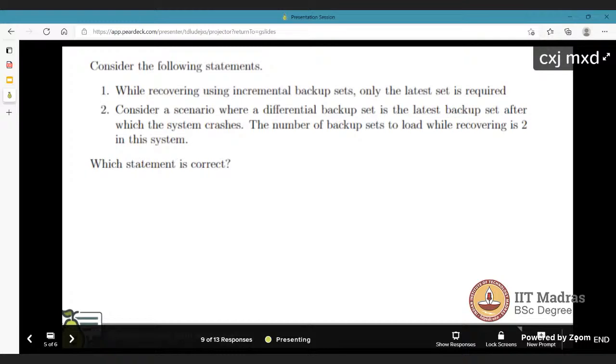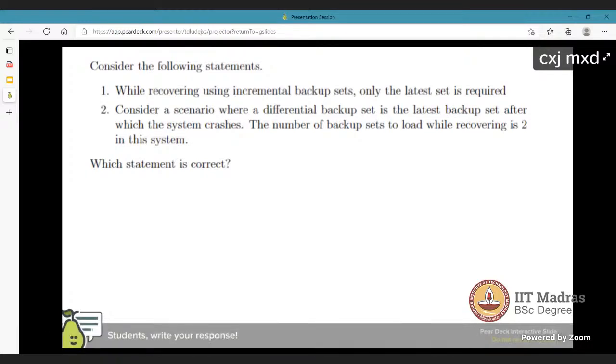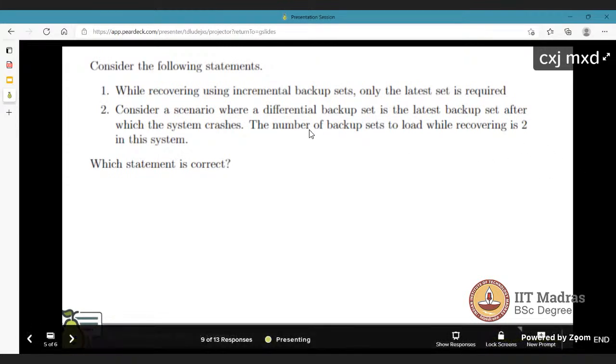So that can be any. Whatever we have backed up today, that is the latest set, right? Not the one that we have done yesterday or the day before yesterday. If you have only the incremental backup set which we have taken today, with only that backup set we cannot recover, right? We need the full backup set also.